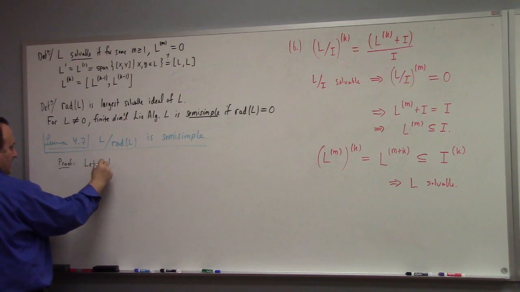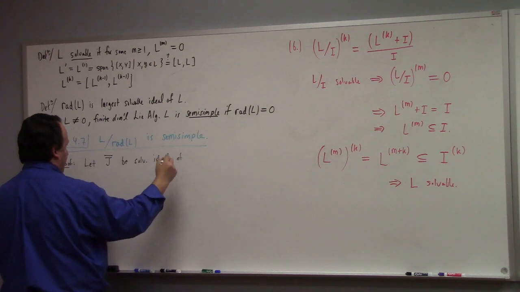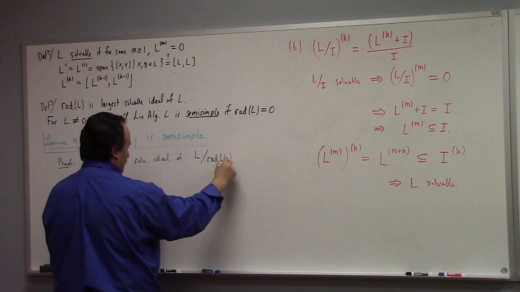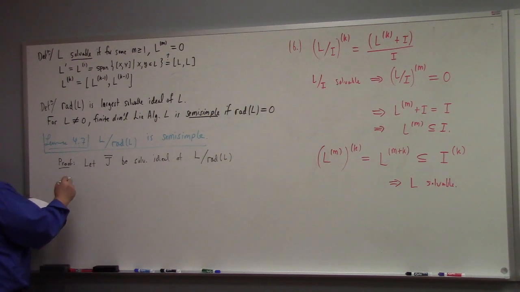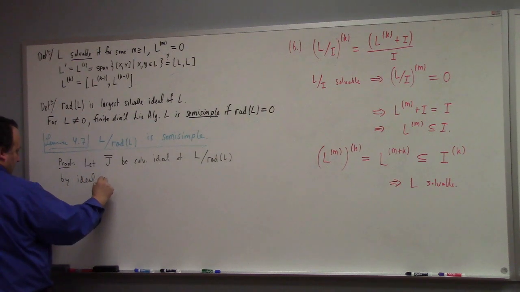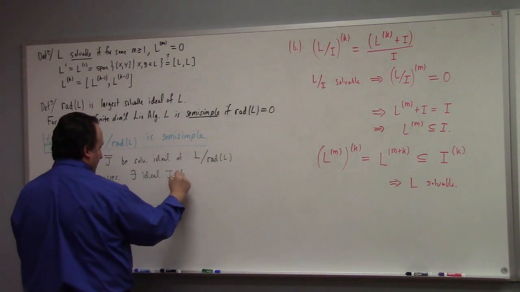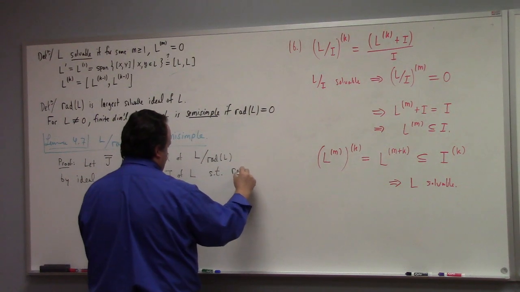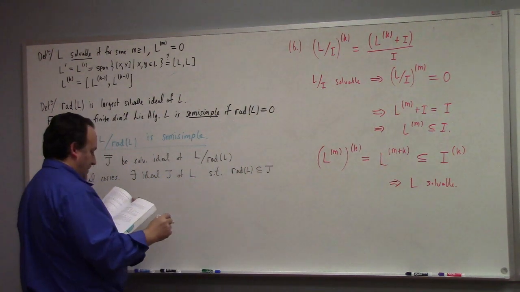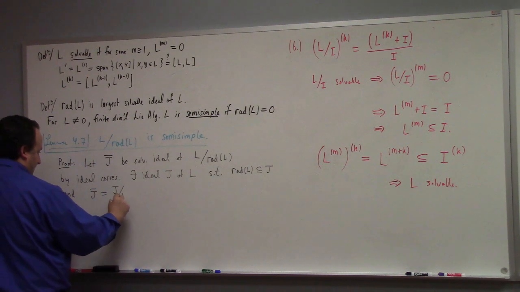He says, let J bar be a solvable ideal of the quotient L mod radical of L. By the ideal correspondence, there is an ideal J of L containing rad L, such that rad L is a subset of J, and J bar is equal to J mod rad L.